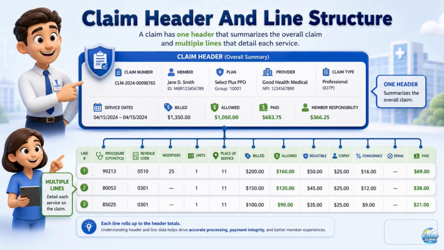Claims are usually the largest and most used data domain in a payer organization. The claim header table stores the overall claim, including claim number, member, plan, provider, claim type, status, receive date, service dates, billed amount, allowed amount, paid amount, member responsibility, and payment date. The claim line table stores each service line, including procedure code, revenue code, modifiers, units, place of service, billed amount, allowed amount, deductible, copay, coinsurance, denial amount, and paid amount. This separation allows the payer to understand both the overall claim and each service that contributed to payment.